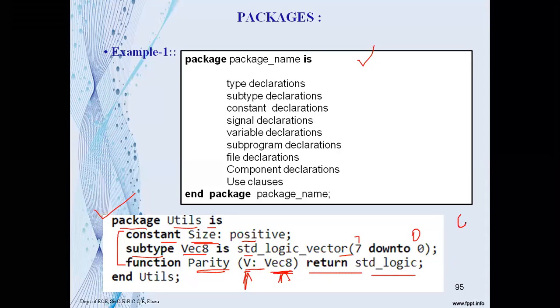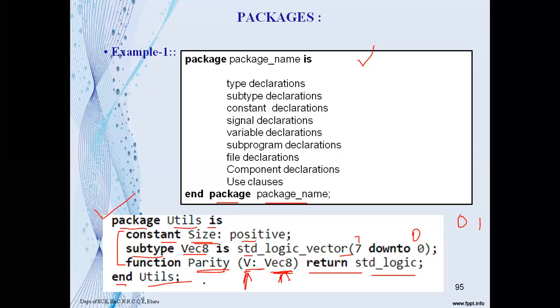Standard logic refers to either 0 or 1, only two values. Standard logic vector means it is a one-dimensional array. There are 8 elements in this example, 7 to 0. And the final one is end utilities, which is nothing but the end package with the package name.